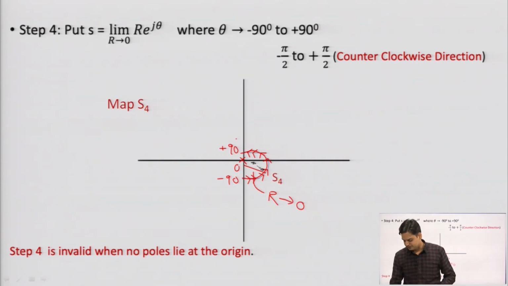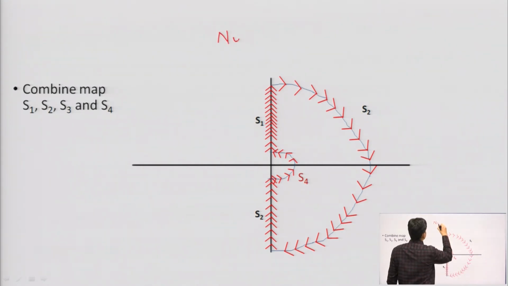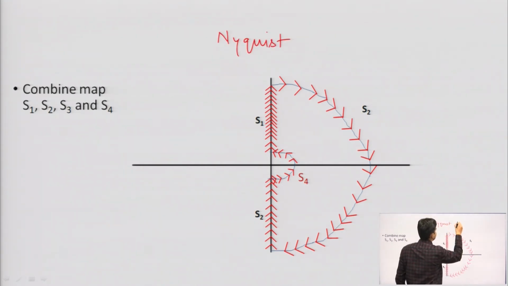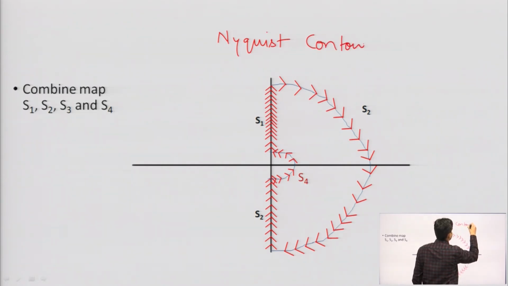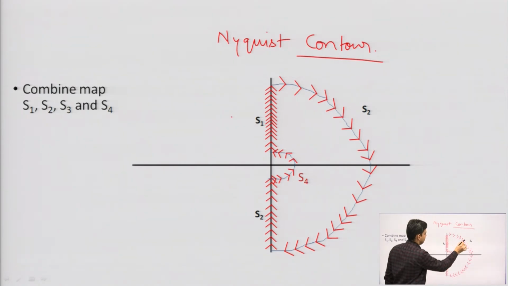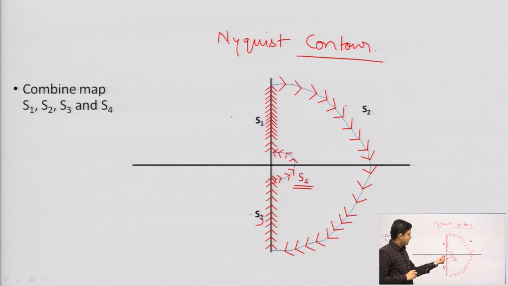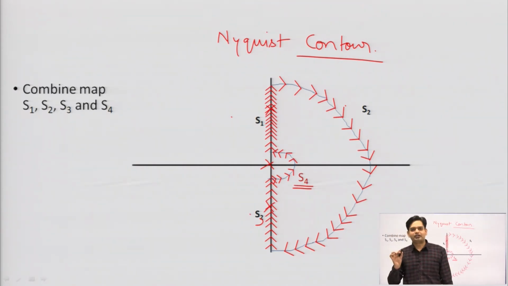So, if we combine all the maps S1, S2, S3, S4, then we will get this Nyquist contour, and this Nyquist contour we will use to determine our stability in the frequency domain. Okay. So, this is map S1, map S2, this is basically S3, and this is map S4. Here we are considering that my single pole is lying at the origin. What will happen if my pole is lying on the imaginary axis? This case would be a marginally stable case.